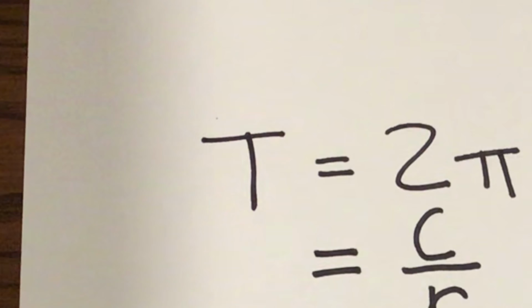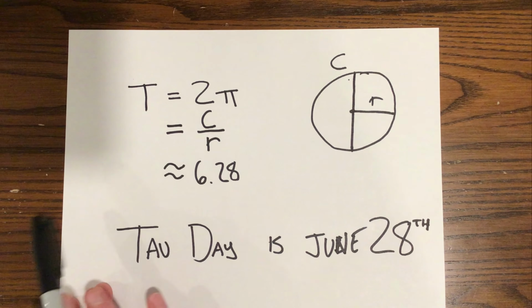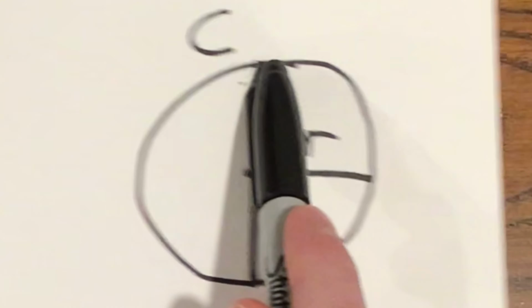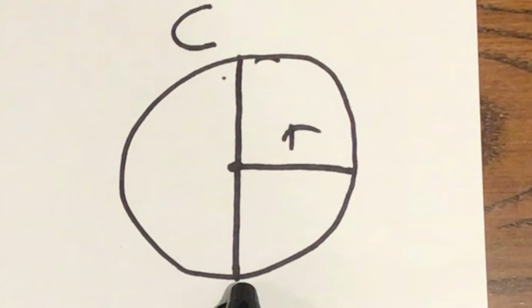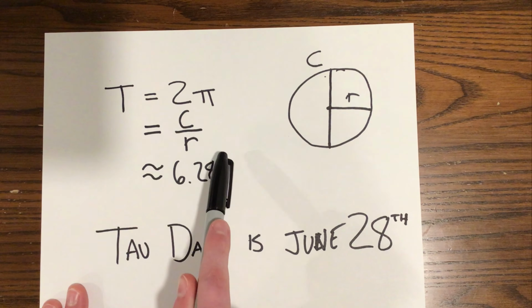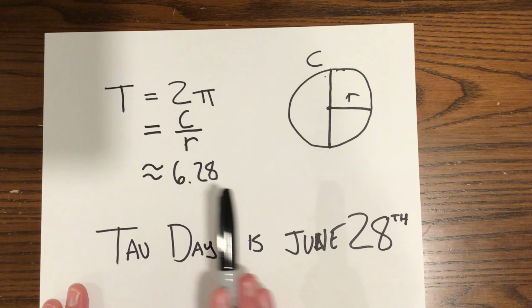Tau Day, everyone. In case you're not a math geek, tau is the proposed alternative to the constant pi. While pi is defined as the ratio of the circle's circumference to its diameter, tau is the ratio of the circumference to the radius. This means that tau is 2 pi, or about 6.28.